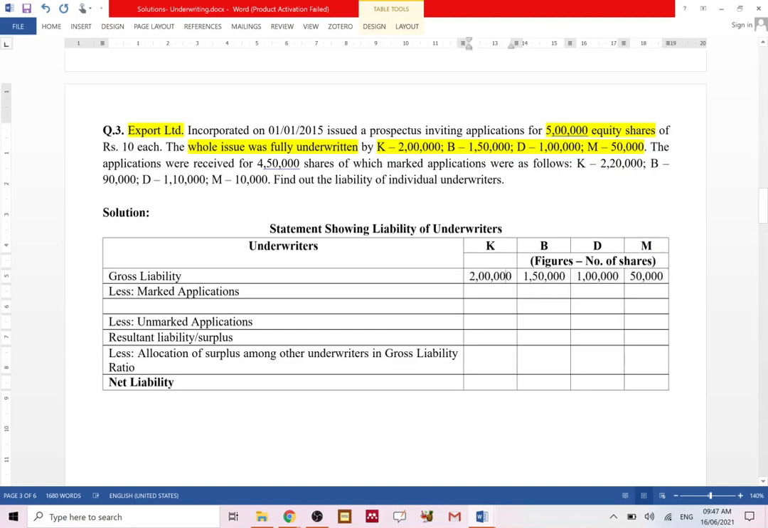Just try totaling this up. You will get 2 lakh plus 3 lakh 50,000 total, then 4 lakh 50,000 and 5 lakhs. This will always total up to the total issue of shares which the company has issued to the public. And why does it total up to that amount? Because the issue is fully underwritten. This full equity share issue has been taken up by the underwriters. So this total will always come to the number of shares issued.